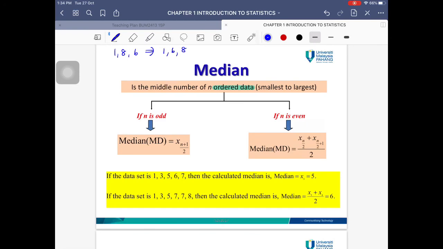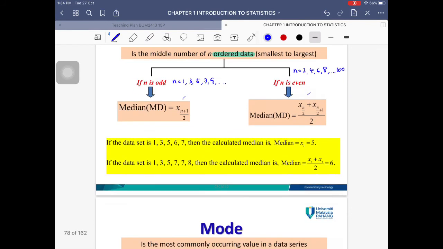Okay, the formula will be different depending on whether n is even or odd. Remember, n is our data, how many are there in our data. So if n is an odd number, odd means it is going to be a number that is 1, 3, 5, 7, 9. So those are odd numbers. And even numbers are numbers that are multiples of 2. So it could be 2, could be 4, could be 6, could be 8, could be 100. So those are all called even numbers. So depending on your data set, you're going to decide whether you're going to use this formula or this formula.